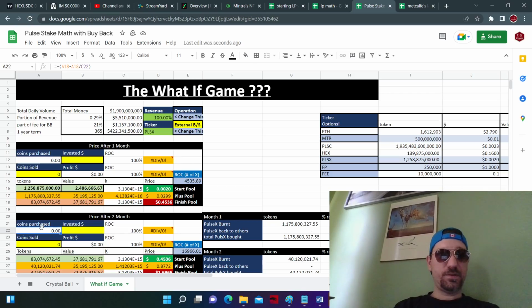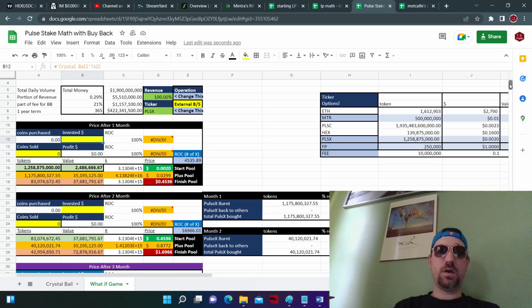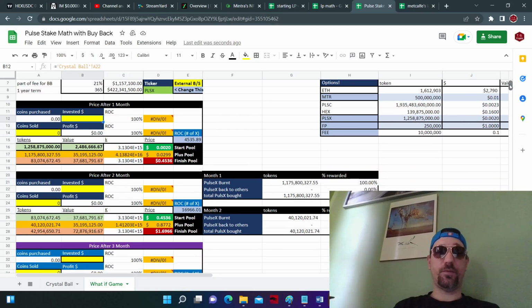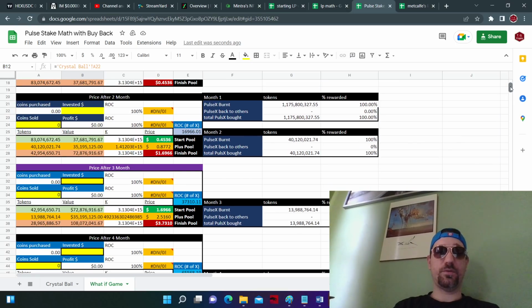I rinse and repeat the process. Now you guys notice coins purchased and invested up here, and sold and profit. I have these in yellow and in white because I can go ahead and add data to this. I can add inside and outside market pressure averages for the month. So I can track from start what's going on in my model and see what the buy and burn pressure is going to do over time once I've established some averages over the first month.